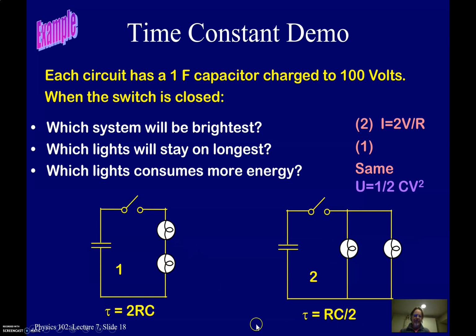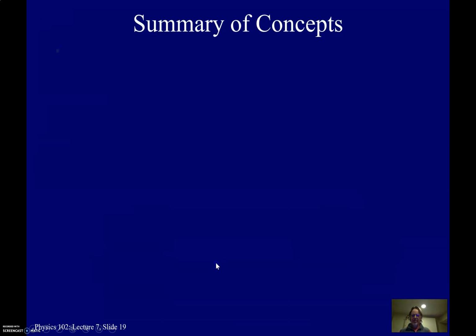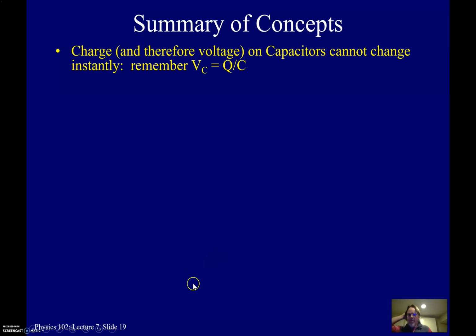It's literally a half resistance in 2R. It's a quarter of the resistance. It's got a different time. It's going to last for a quarter of the time till it hits down to that 63%. All right, so summing everything up here in 4 minutes.